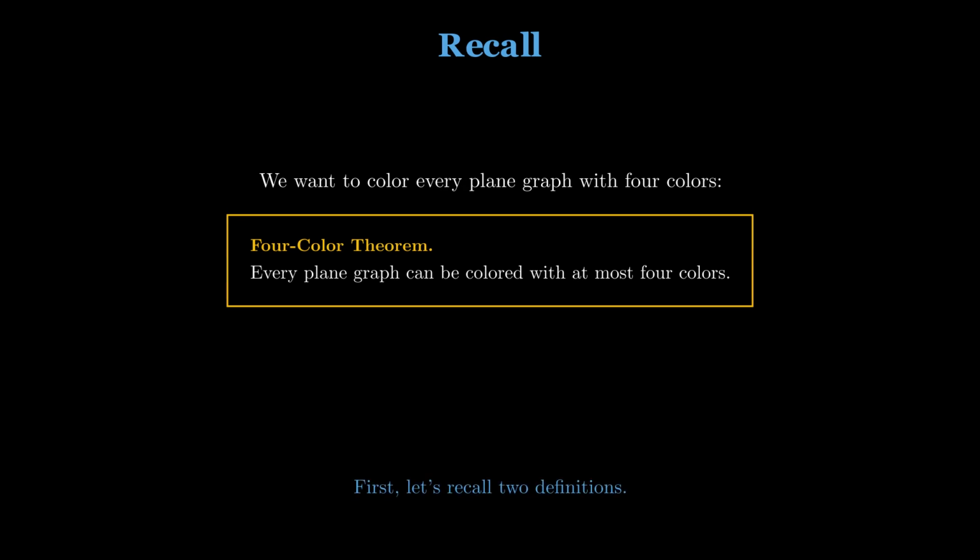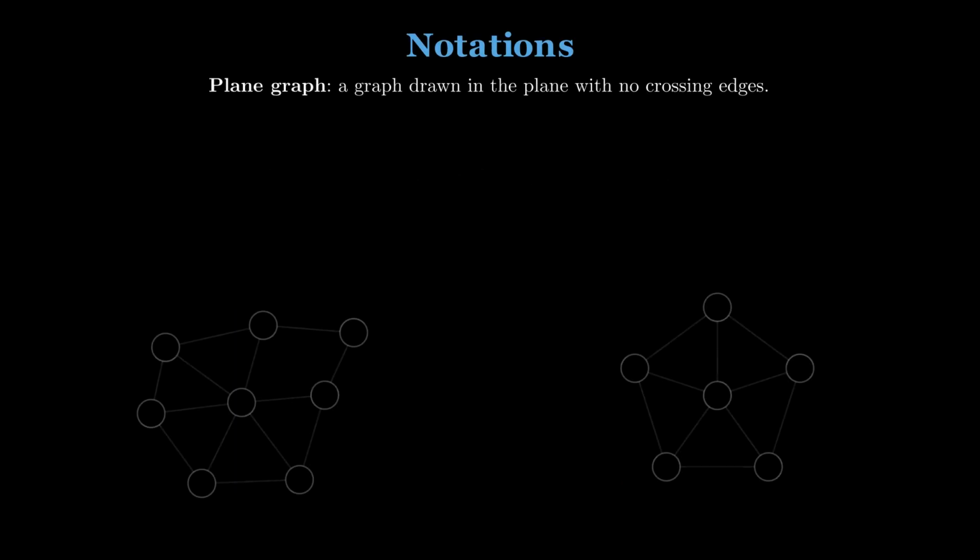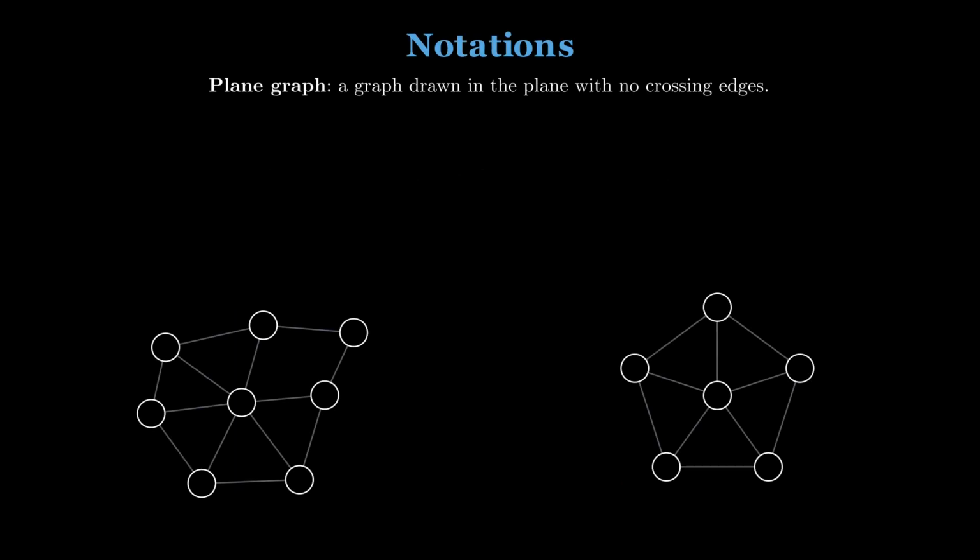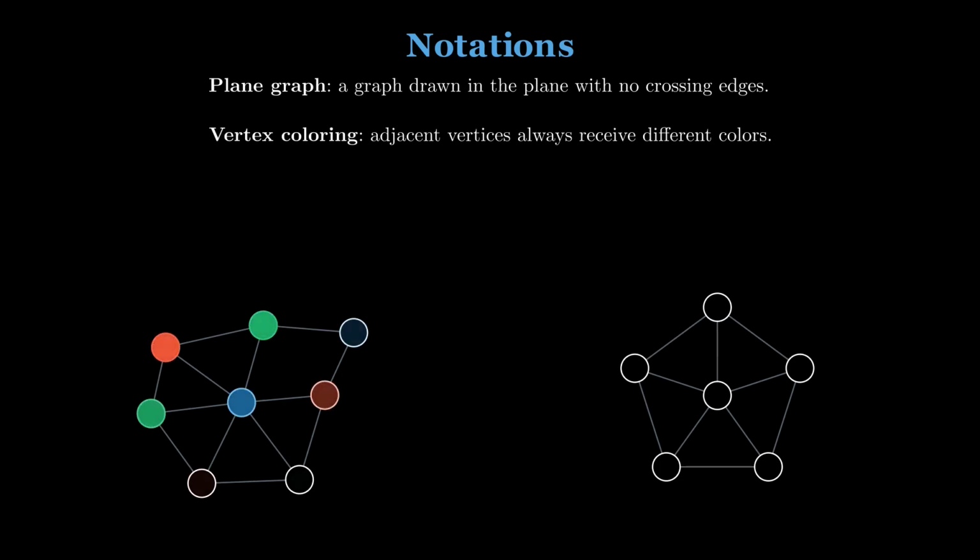First, let us recall two definitions. A plane graph is one drawn in the plane with no crossing edges. Here are two small examples. A vertex coloring gives adjacent vertices different colors. Watch the vertices fill in. No edge joins two of the same color.